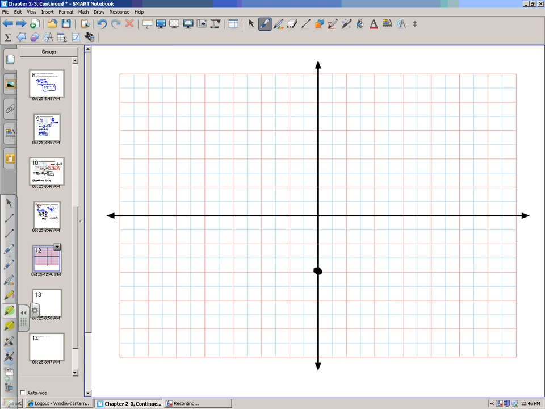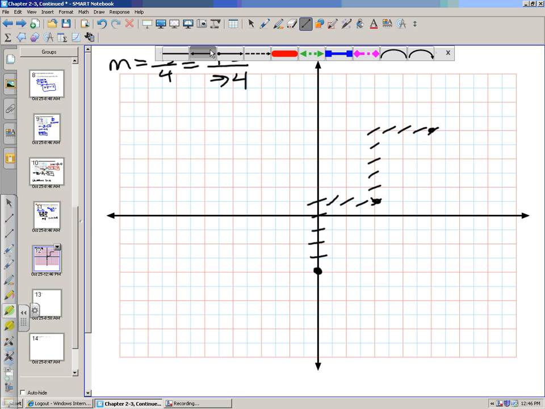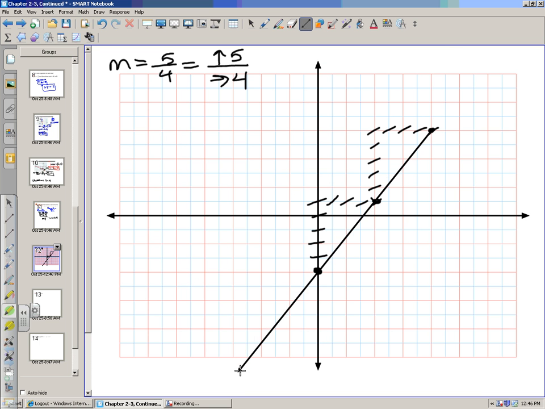My slope was what? And that means I'm going to rise up 5 units and then run which direction? To the right 4. So I go 1, 2, 3, 4, 5, and then over to the right 4. Can I do that again? I sure can. I'm going to rise up 5, and to the right 4. So now I have 3 points, and I have my line.